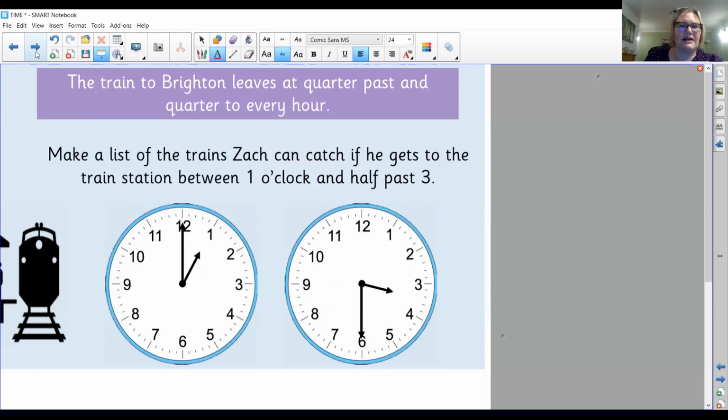Right, the train to Brighton leaves at quarter past and quarter to every hour. Make a list of the trains Zach can catch if he gets to the train station between 1 o'clock and 3:30. I want you to pause the video now, have a little talk about how you can solve that problem. Okay, good luck.